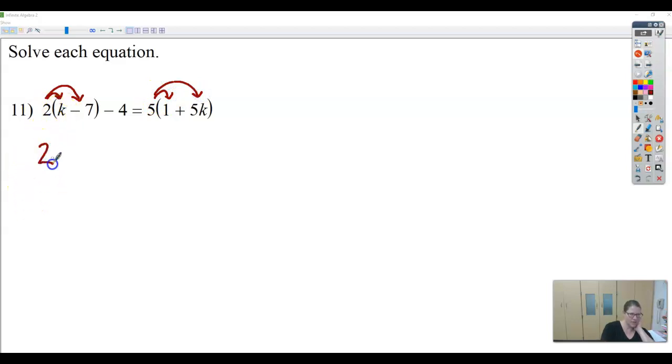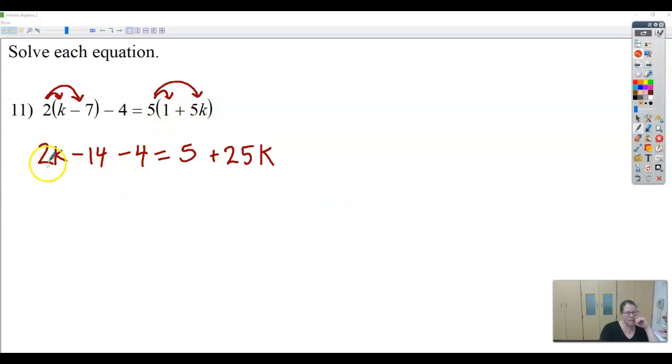So 2 times k is 2k. 2 times negative 7 is negative 14, and I have minus 4 there still. 5 times 1 is 5, and 5 times 5k would be 25k. So all I did is multiply everything in this set of parentheses by 2, and everything in this set of the parentheses by 5. And I've just got everything lined up here.